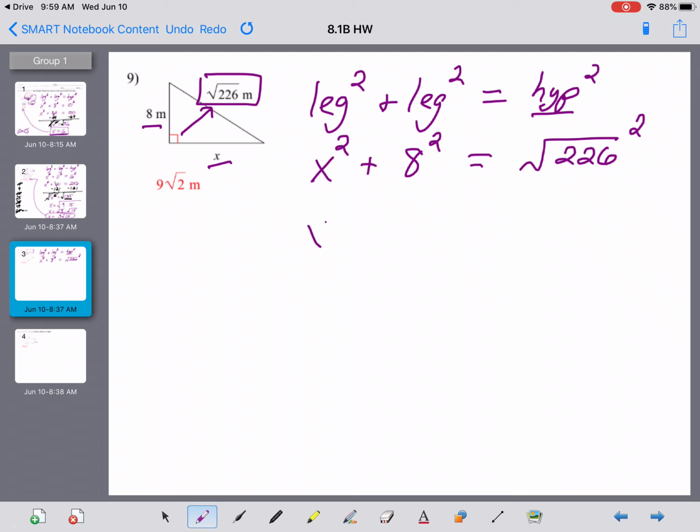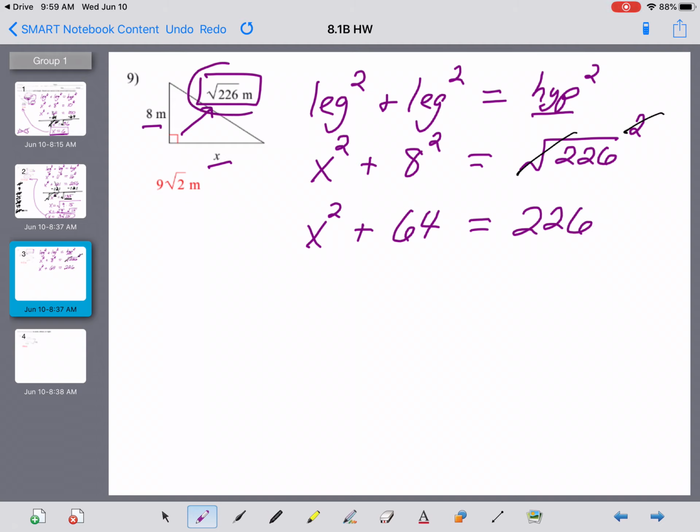Okay, next line down. We're at x squared plus the 8 squared is going to be a 64. And now on the right side, I'm hoping you guys see this because we've been doing it on the last couple problems. We're taking a square root and squaring it. Well, the square and the square root cancel each other out, leaving us with just our radicand of 226.